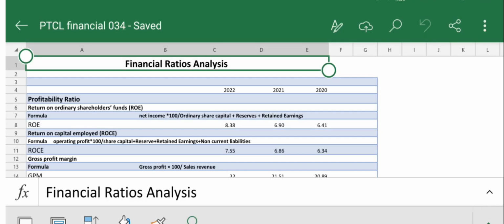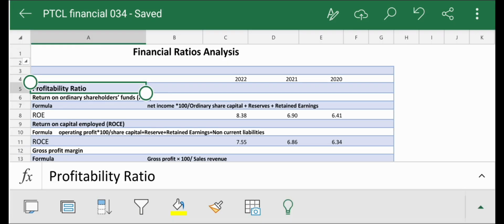After the financial statement, we analyze the financial ratios. Firstly, we discuss the profitability ratio. Profitability ratios are financial metrics that measure the company's ability to generate profit relative to its expenses and other costs. Some common profitability ratios include gross profit margin, net profit margin, and return on equity. These ratios help investors and analysts assess the company's profitability and financial health.